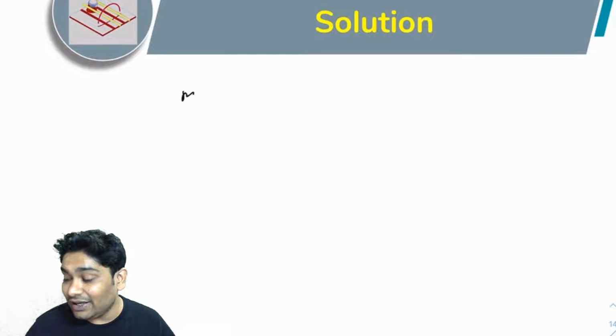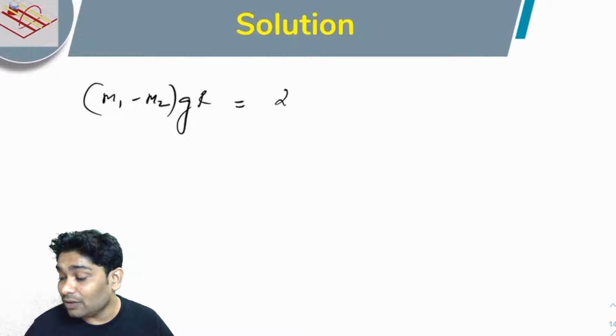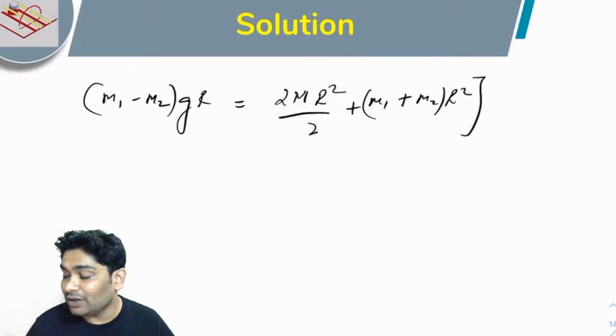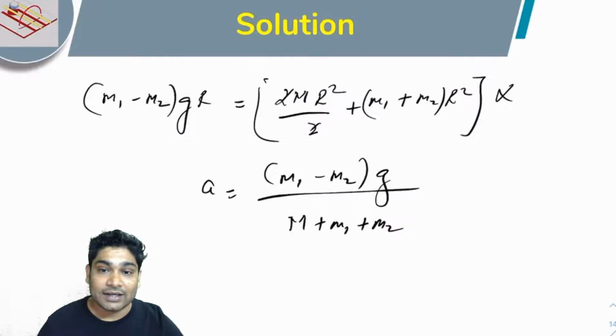So now you immediately know what your answer should be. You know that the net torque is (m1 minus m2) g r, and that should be equal to (2m r square over 2 plus m1 plus m2 times r square) times alpha. So here you will get your a as (m1 minus m2) g over (m plus m1 plus m2). That is it.